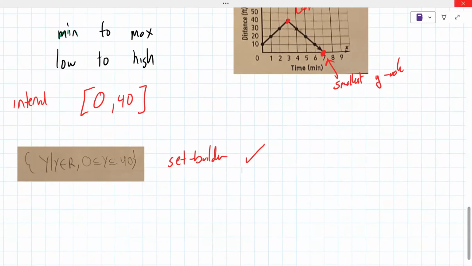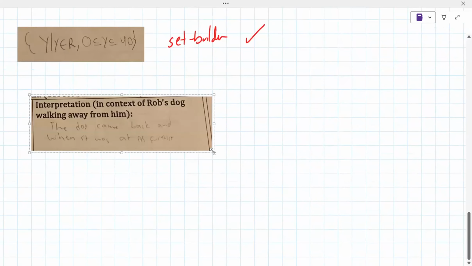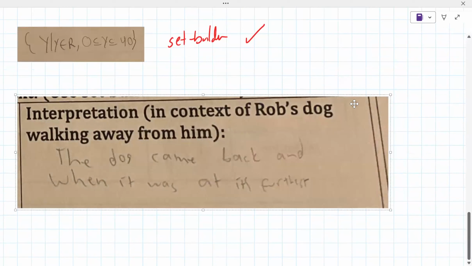All right. Now the interpretation. Why don't I let you read what you wrote and then see if you want to improve it or not. I'm just grabbing the page out. So the dog came back, and when it was, I don't know what I was trying to write there. No, this isn't wrong. I'm just saying it can be improved now that we have a little more understanding of the scenario.